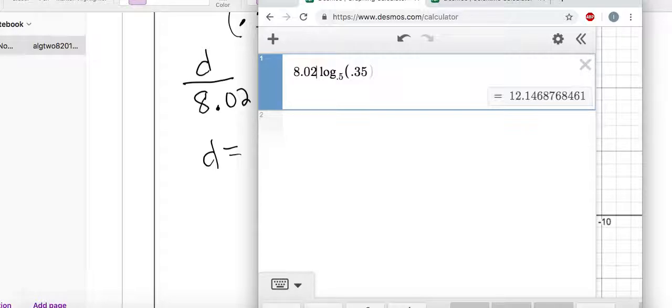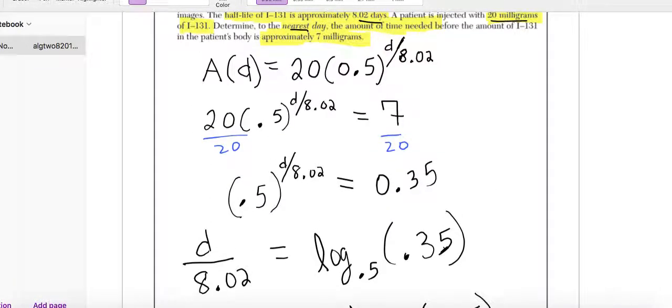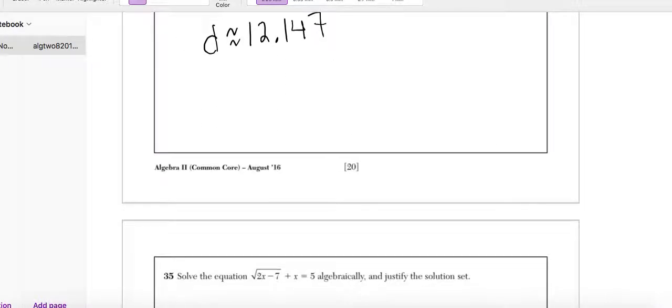So to the nearest, this is about 12.147 days, right? So d is about 12.147. So now to the nearest day, that's about 12 days, right? So that's our final answer.